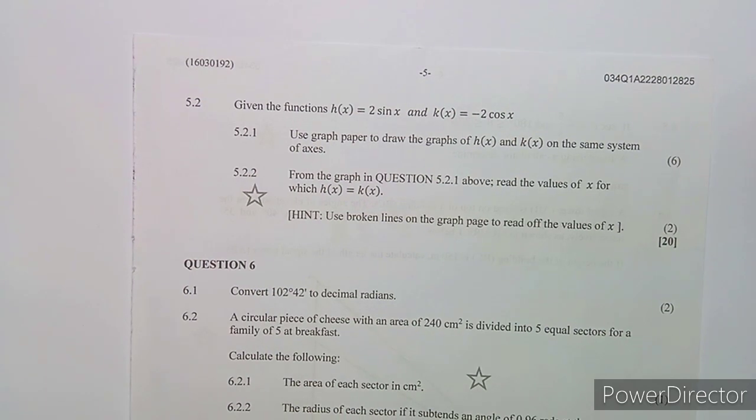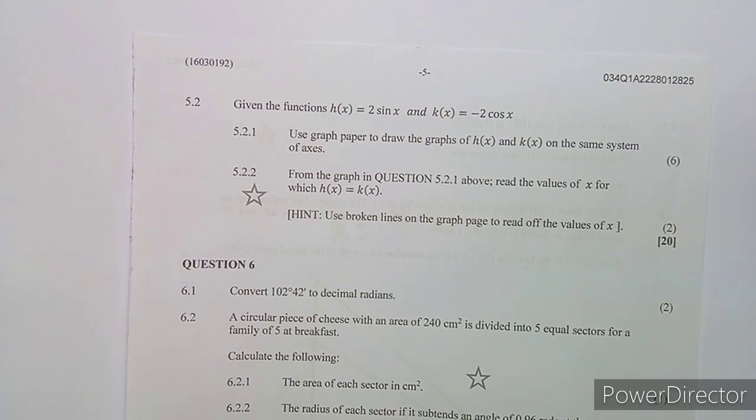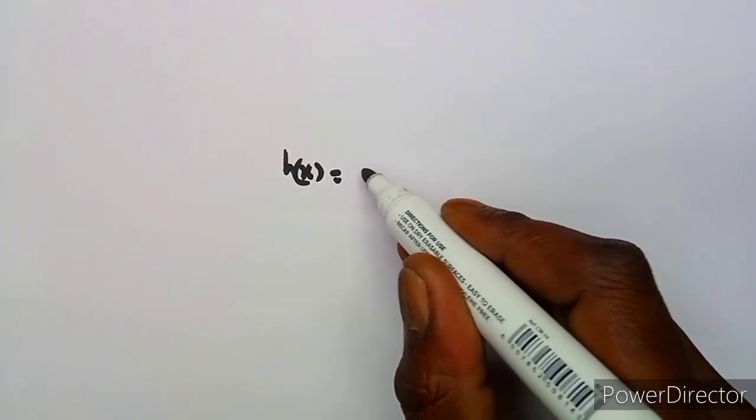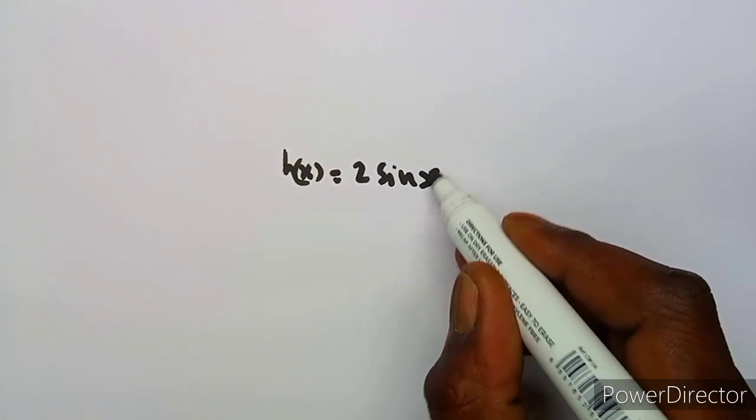No. Okay, then we are also given the functions h of x and k of x. Use the graph paper to draw the graphs of h of x and k of x. So just like what we had, guys, we have to draw the graph of h of x, and here it's best for us to have a table. It can help us a lot. h of x is equal to 2 sine x.